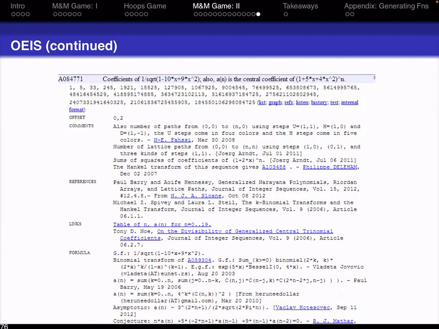So this is not a proof, but remember, if you're doing a proof by induction and you know what you're trying to prove, boy, that makes things easier. And so the OEIS can help us and inspire us in terms of trying to figure out what we want to prove.